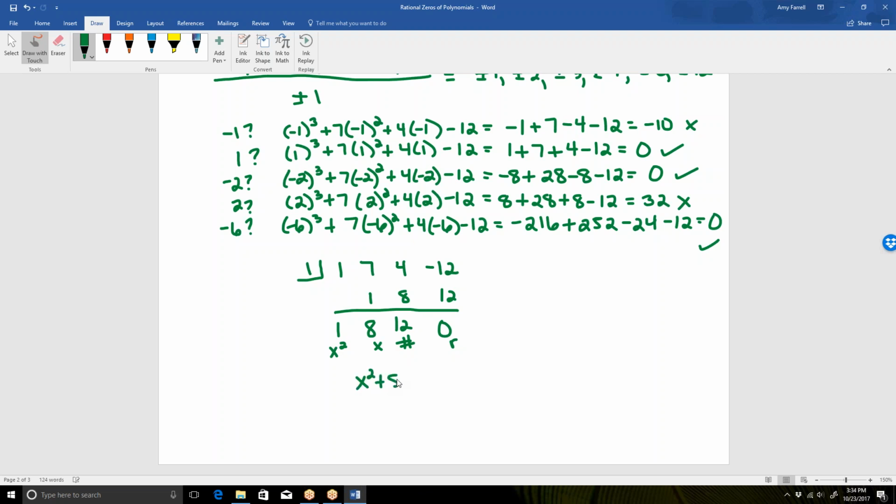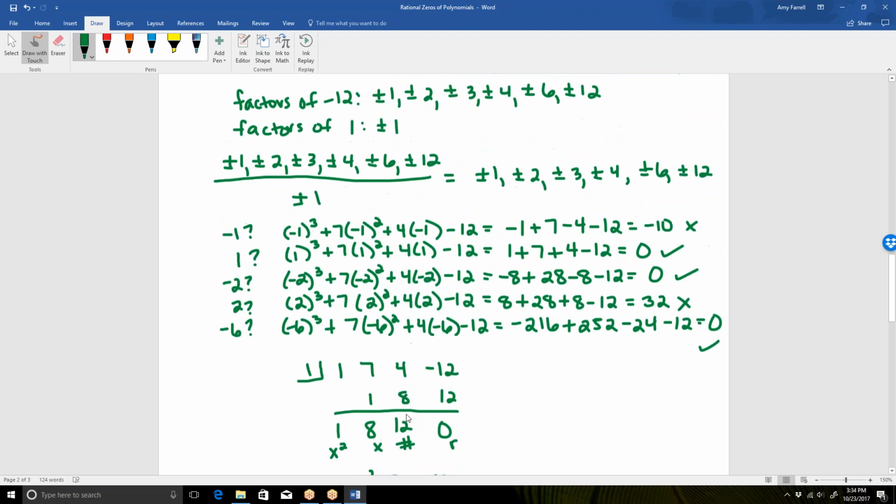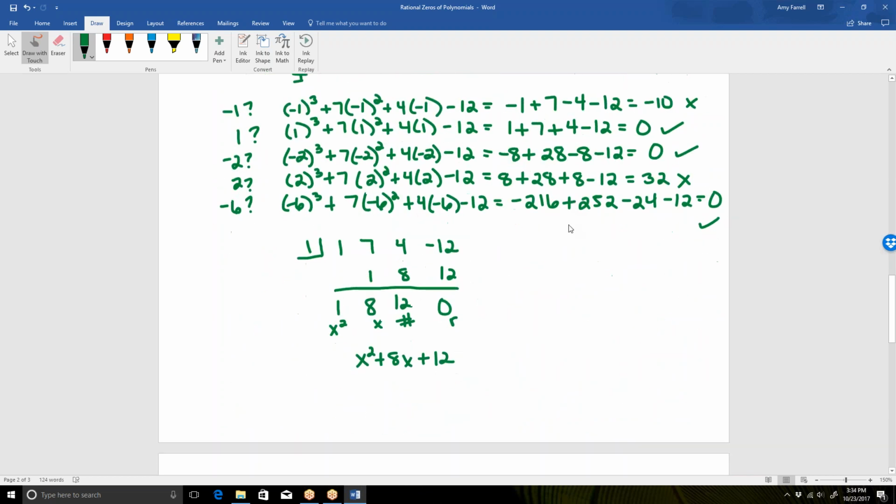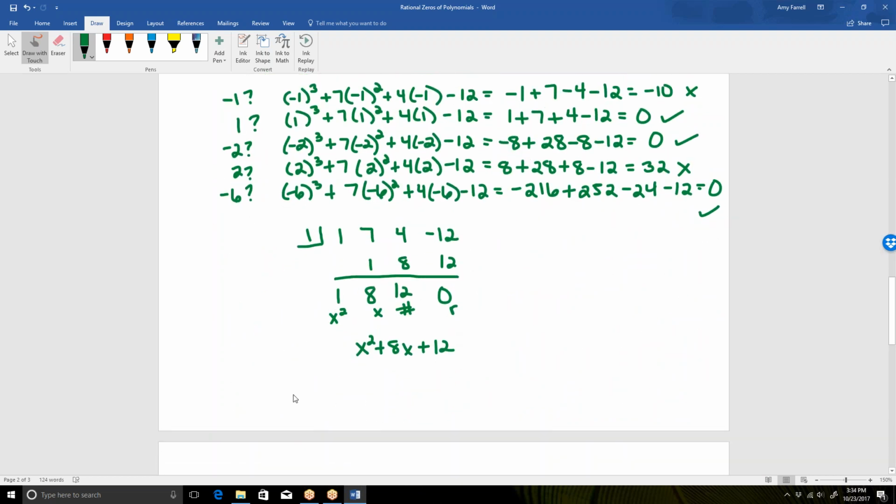Then if you take the remaining trinomial that you got and you factor it, you will come up with the other 2 solutions. So I found 1 was a solution, and now I'm going to see that -2 and -6 are also solutions by factoring this. This factors into x plus 6 times the quantity x plus 2. And then if we want to solve this equation equal to 0, then we get x equals -6 or -2.